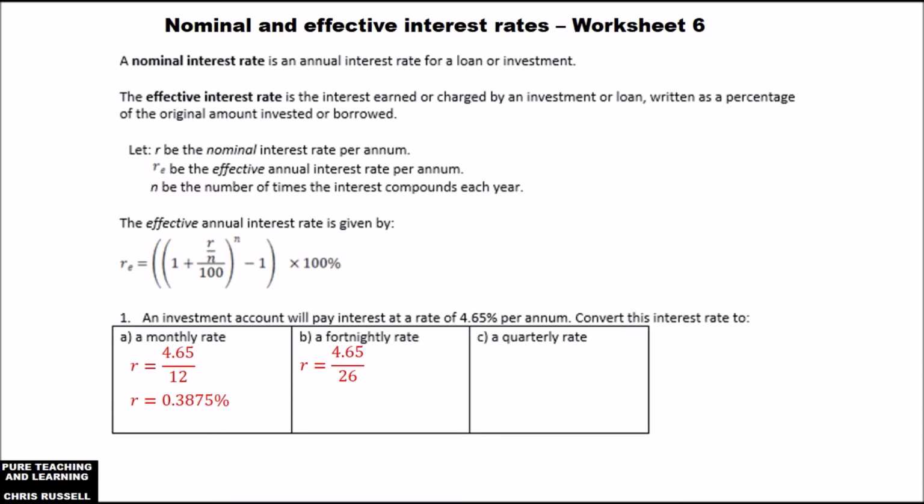We're going to do the same for fortnightly rate. So there's 26 fortnights in a year. Therefore we get 0.1788%. For quarterly rate, there are 4 quarters in a year. So we go 4.65 divided by 4, and therefore we get 1.1625%.